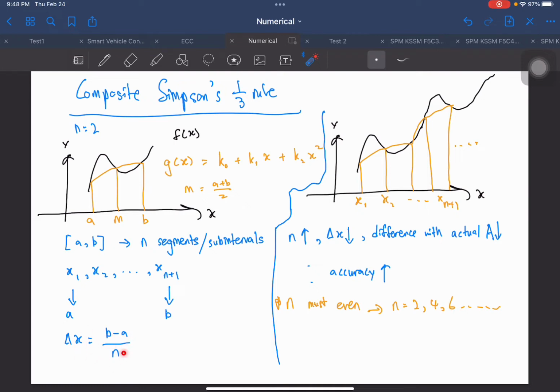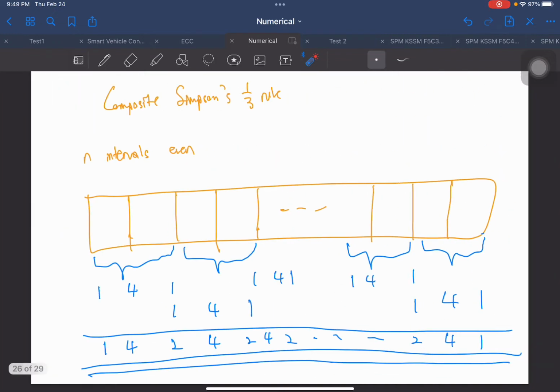So delta x is equal to b minus a over n. As we have n intervals here, we just divide the distance of b minus a into n sub-intervals. So the higher the n, the lower the delta x, which means the lower the difference between the actual area and the approximate area under the curve, and therefore the accuracy increases. So let's prove Composite Simpson's 1/3 rule today.